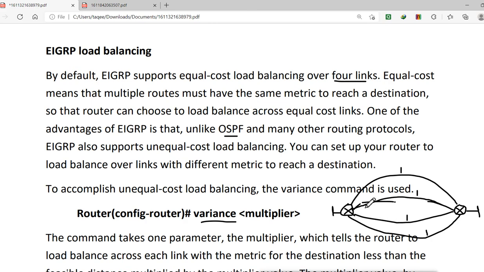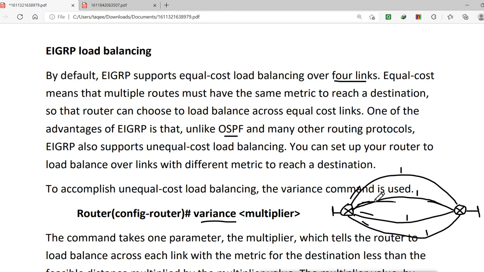And they will do what? They will do the load balancing. Load balancing means it will send one packet from this path, the next packet from this path, then the next packet will be sent on this path, then the next packet on this path. So when you have a single path, you send one packet at a time, but when you have 4 paths, you can send 4 packets at the same time. So the data will reach the destination very quickly, and that is why it does the load balancing.